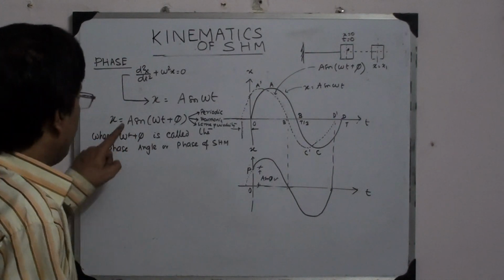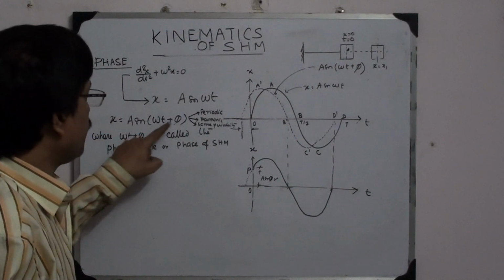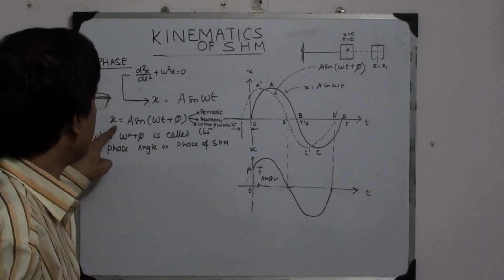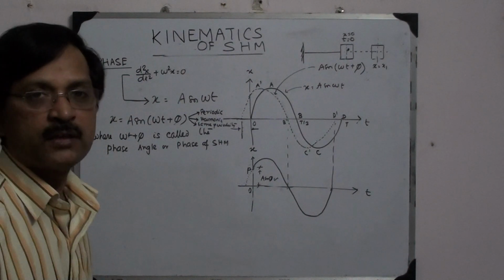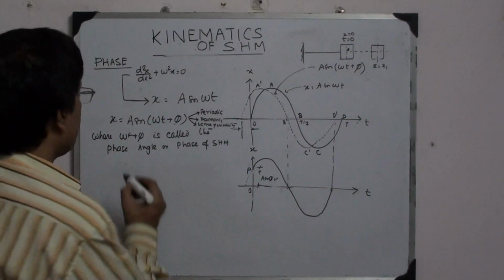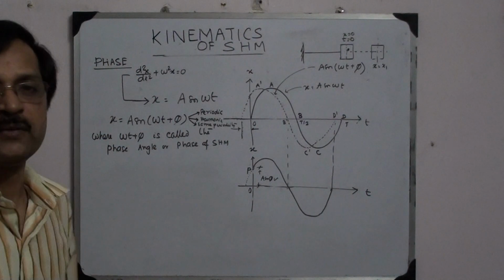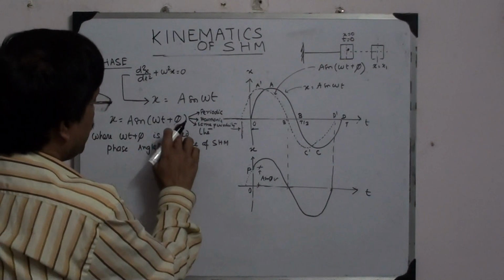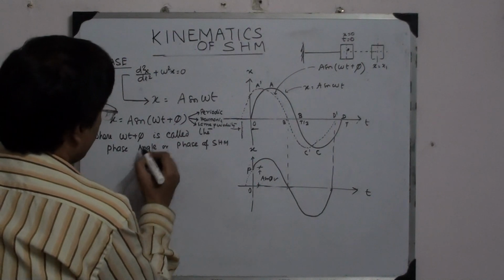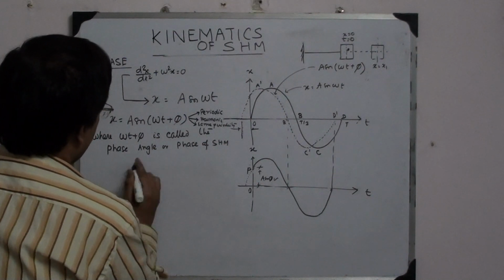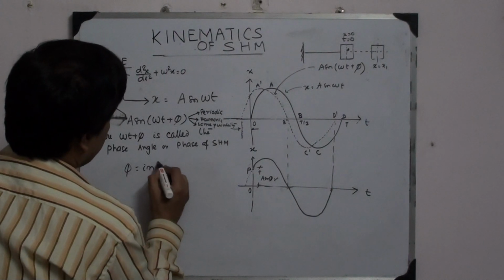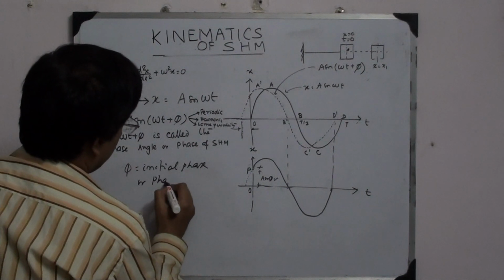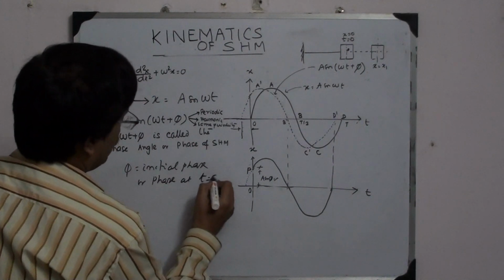Now, if x is equal to a sin omega t plus phi is the formula for the displacement function which satisfies the simple harmonic equation, then omega t plus phi is called the phase angle or phase of SHM. Now what is phi then? When t is equal to 0, the phase angle becomes simply phi. So it is called the initial phase. So phi is equal to the initial phase, or phase at t is equal to 0.